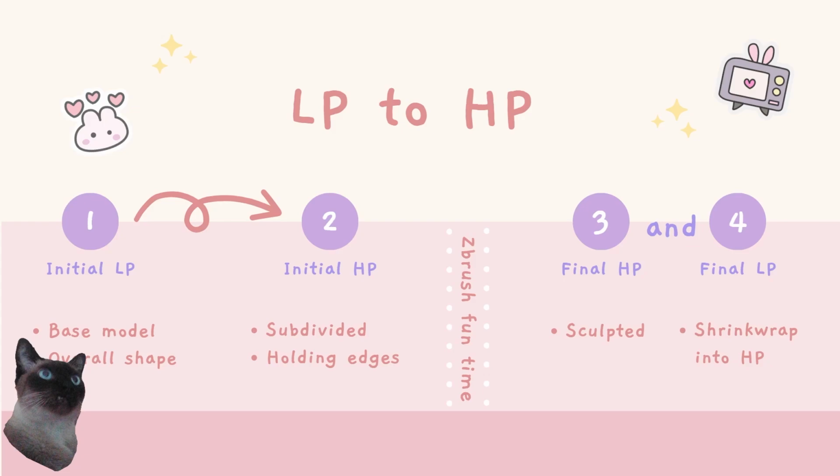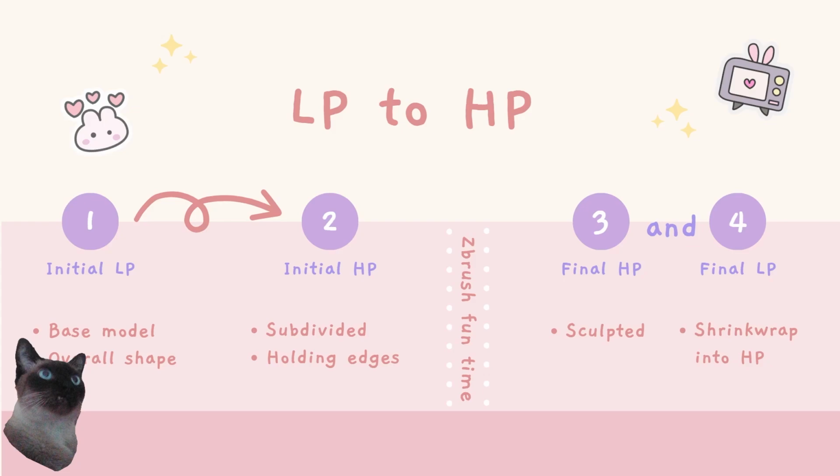And to fix these deformations and the shrinking of your object, you would have to add holding edges. So when you're adding holding edges, it's literally what it means. So it's edges that would hold the shape of your model when you subdivide it. So after you're done with your initial HP, initial high poly, you can now start with your ZBrush. Woohoo! And then sculpt.